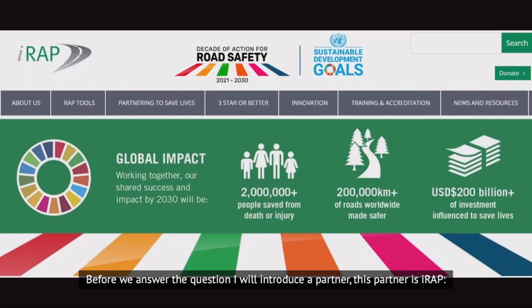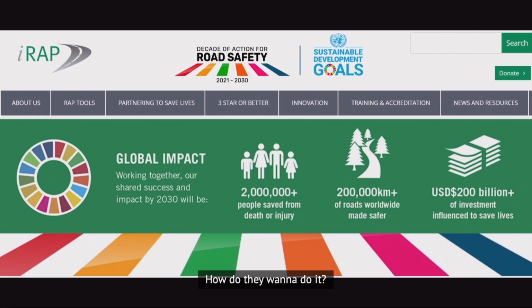The question was how we can save lives with point clouds. Before we answer the question, I will introduce a partner. This partner is iRAP. iRAP stands for International Road Assessment Program. It's a program from a charity in the UK that is sponsored by the United Nations. And the goal is to save 2 million people from death or injury by the year 2030.